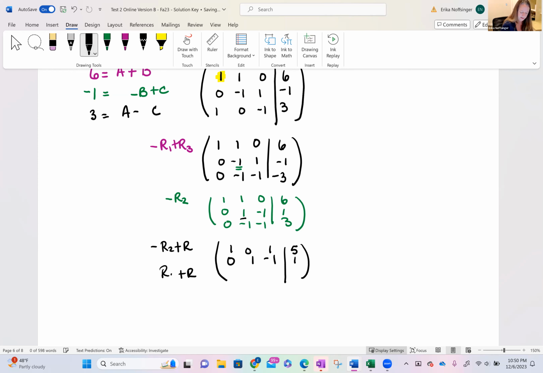Sorry, I'm trying to write on a different program here, so it's not as nice. Okay, so row 2 plus row 3, I have 0 plus 0 is 0. 1 minus 1 is 0. Negative 1 minus 1 is negative 2. And 1 plus 3 is 4.